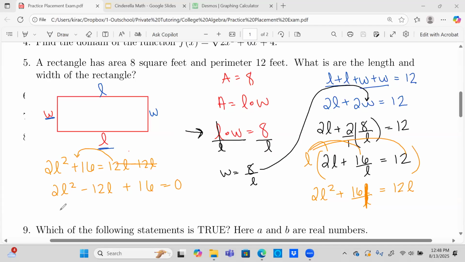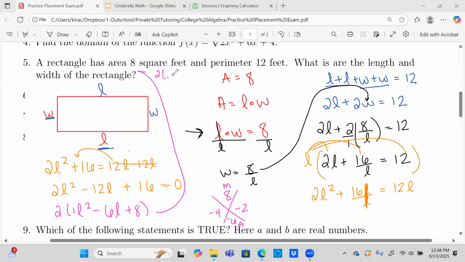Factor, I see a GCF of 2, which would leave us L squared minus 6L plus 8. Magic X, there's a 1. You do 1 times 8, so that's 8 and negative 6. We want to multiply here, add here. So what if you had 4 and 2, but make them both negative? Because negative times negative is positive. I'm running out of room. Right up here. So we would have 2 times (L minus 4) times (L minus 2), and this equals 0. Set everything equal to 0.